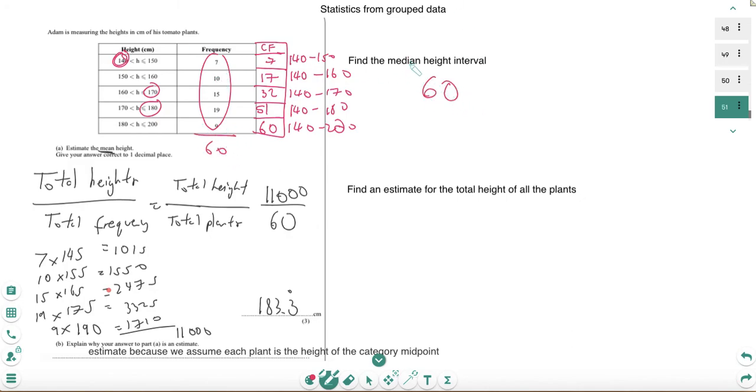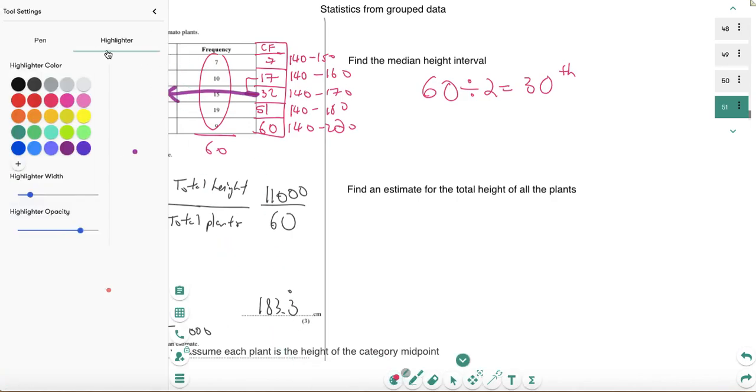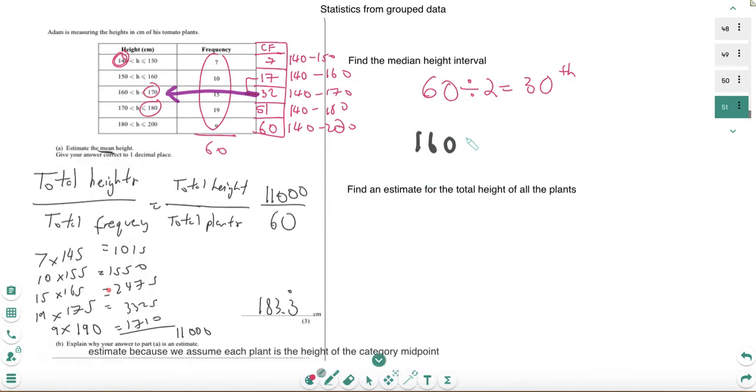So if we're looking for the median, we're looking for the halfway mark. The halfway of 60 is 30. We're going to look for the 30th plant. So what we do is we see where 30 lies in between. Well, 30 lies in between 17 and 32. And we always choose the bottom rung. So we're going to say the median category is this category here, 160 to 170.